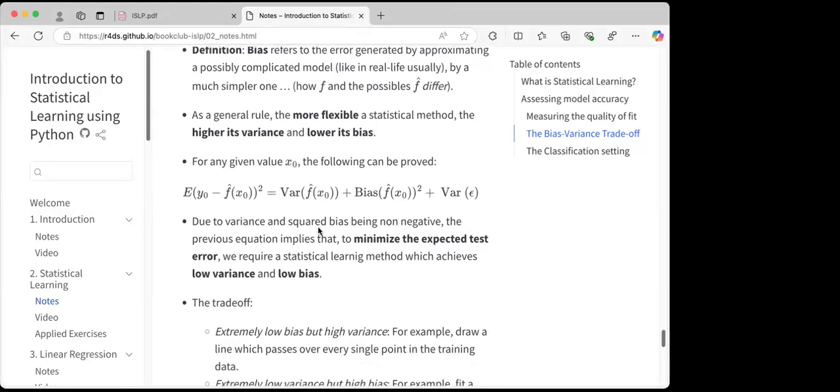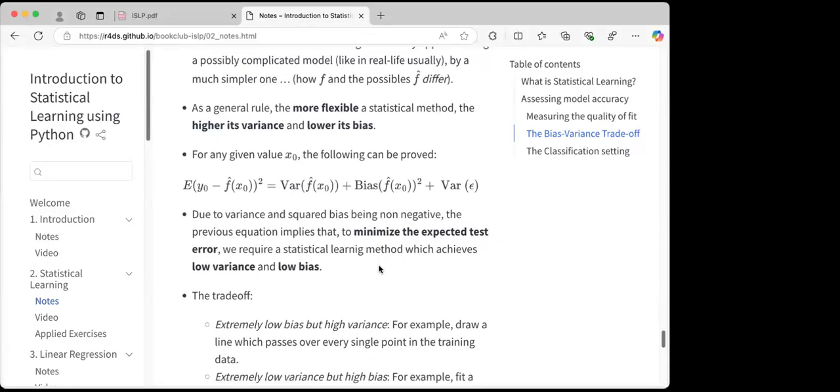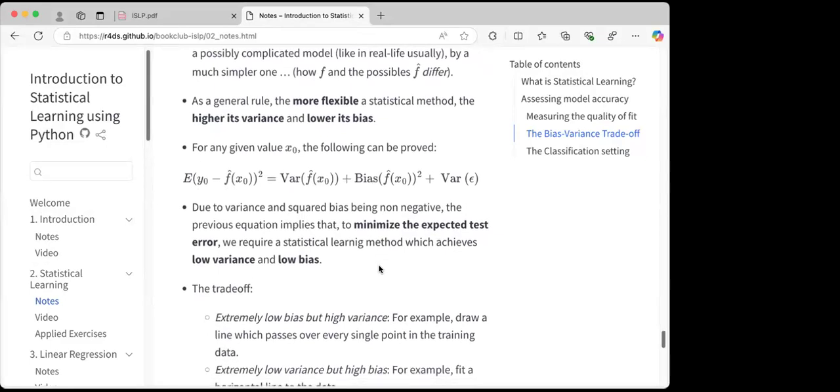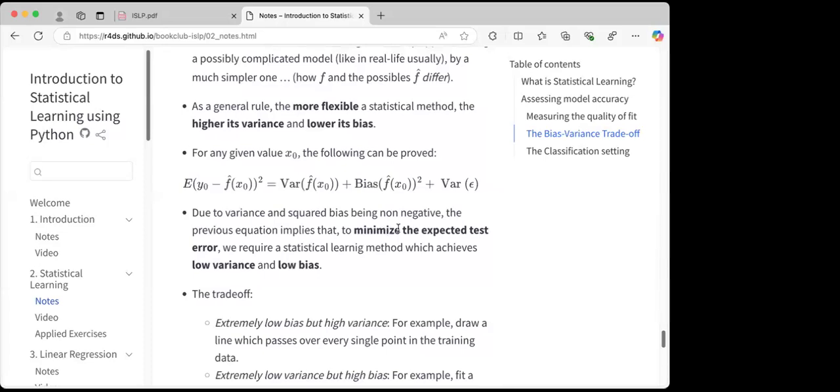So due to the variance and the squared bias being non-negative, it's clear that to minimize the expected test error, we require a statistical learning method which achieves a lower variance and a lower bias. But also, we learn from this that the expected test mean square error cannot be zero. It cannot be negative. Sorry, it cannot be negative.